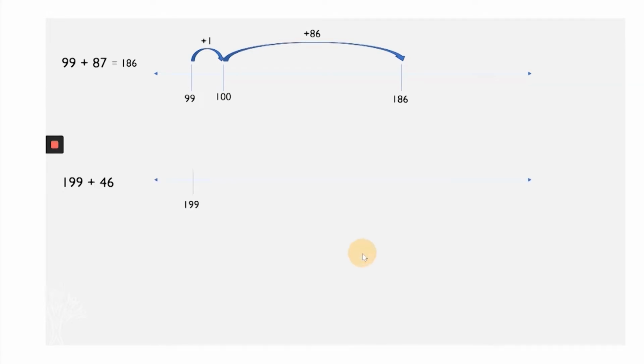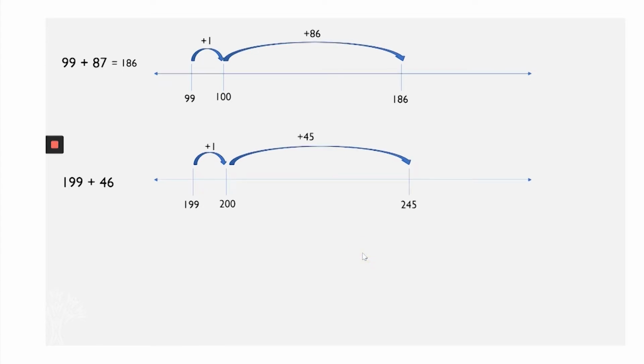Okay, how'd you do? Again, I saw 199. If I just add one more, I'm at 200. And if I already added 1, I still need to add how much? 45, right. And 200 plus 45 is 245. So 199 plus 46 is 245. Awesome job. Now, what strategy is it that we've been using here? We've been using a number line, but is it possible to do it without the number line?